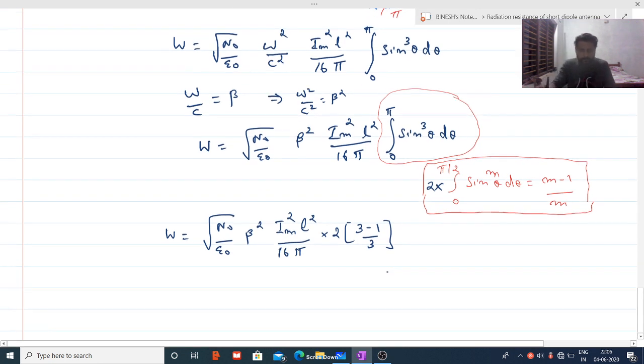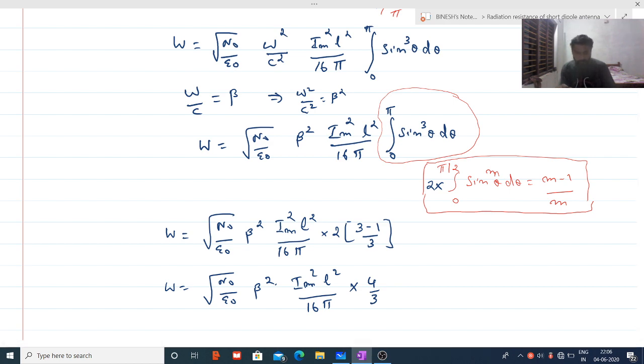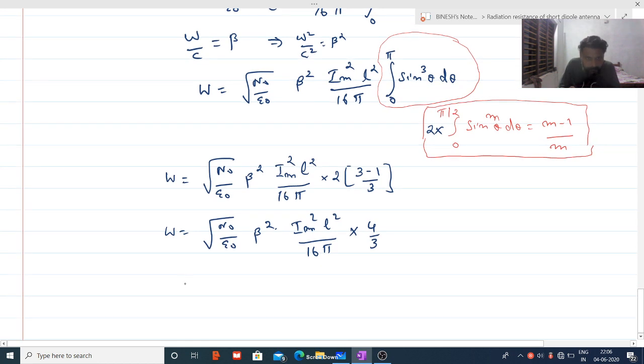Okay, so that I can rewrite as W is nothing but root of mu naught by epsilon naught beta square Im square L square by 16 pi, 2 into 3 minus 1 is 2, that is 4 by 3 into 4 by 3. Okay, so what is that one? 4, 16, 4, 3, 12. So W changes to W is nothing but root of mu naught by epsilon naught beta square.